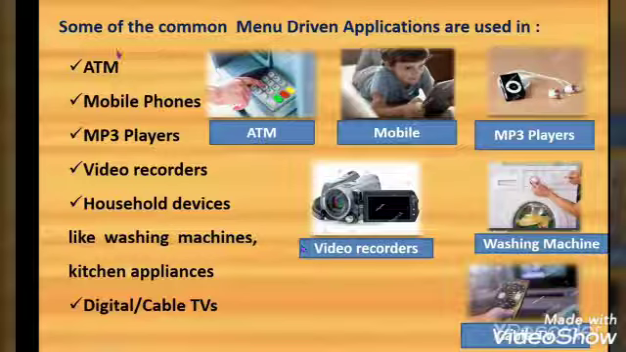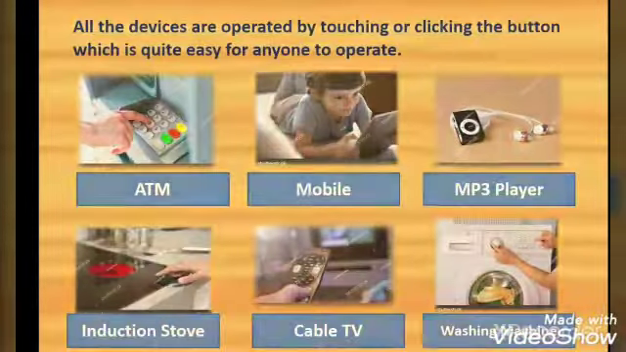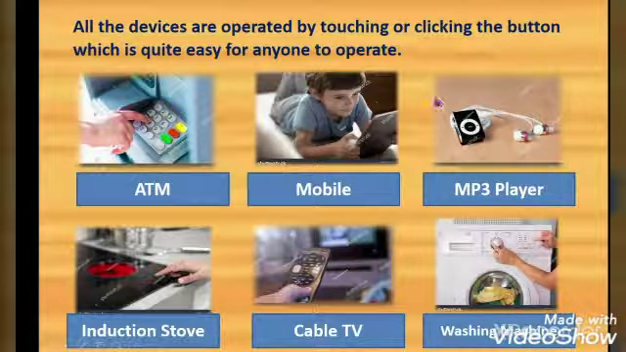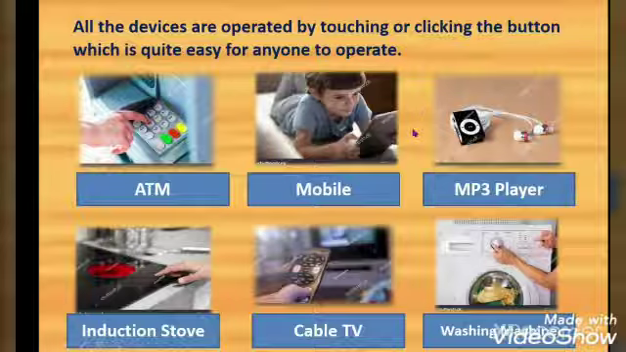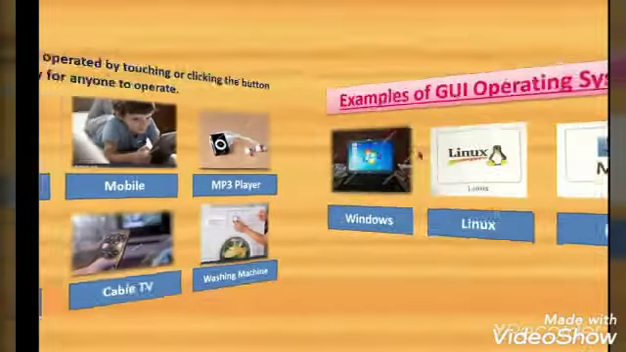Menu driven applications which are very commonly used are ATM, mobile, MP3 players, video recorders, washing machines and cable TV. We can easily see that they all have particular buttons and uses by which we can operate those devices. It is very easy to operate for elders and younger children. Anyone can operate it because it has image based understanding. We understand all things by the image.